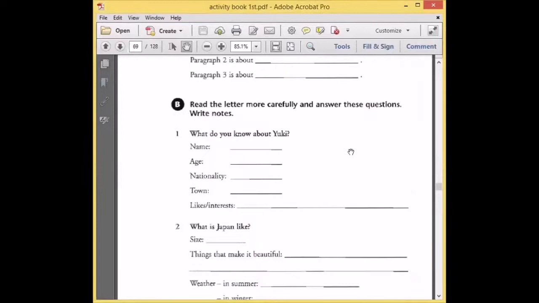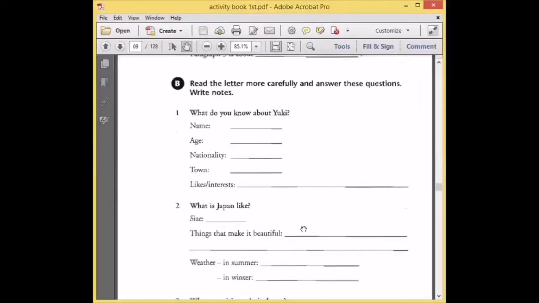Now, likes, interests. What does Yuki like? And what are his interests? Yes, Awab. What does Yuki do in his pastime, in his spare time? Fishing and collecting stamps. Yes, exactly. So here, you should put fishing and collecting stamps.